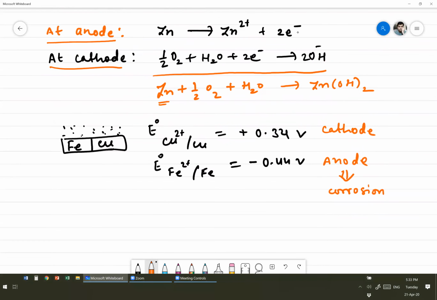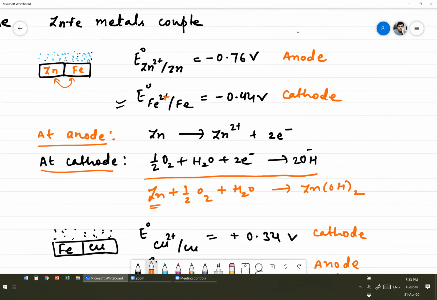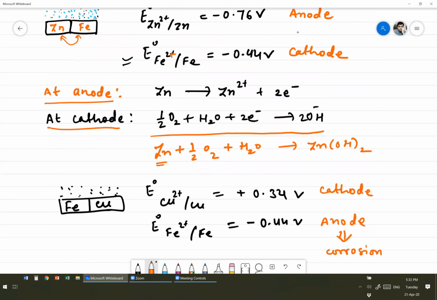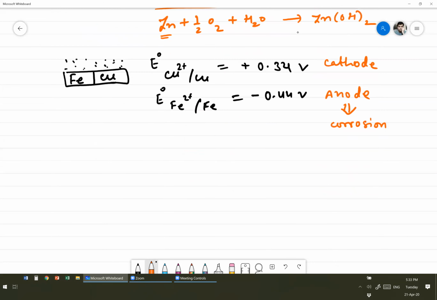So we can say that on the basis of the position of metals in the electrochemical series, we can predict their corrosion tendency, right? We have already seen two examples here. Zinc metal is placed above the iron, so zinc has more tendency to get corroded, and iron is placed above the copper, so iron has more tendency to undergo corrosion than copper metal, right? But this is not true for all metals.